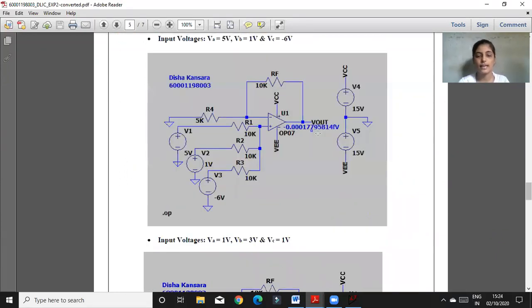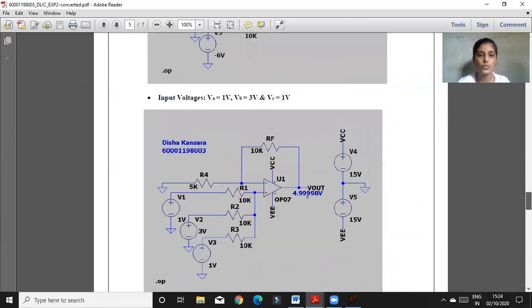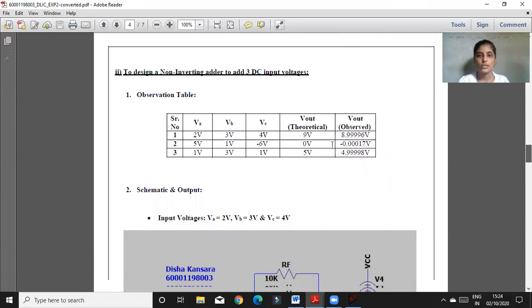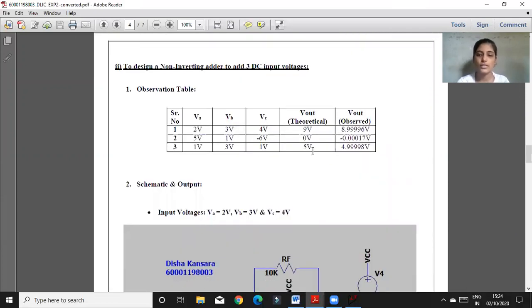So this is my second adder circuit, and I also made the third circuit, where I gave the inputs V1, V2, and V3 as 1 volt, 3 volt, and 1 volt. My theoretical calculation is 5 volts, and I got 4.99, which is approx 5 volts. So yeah, this is my calculation for the adder.